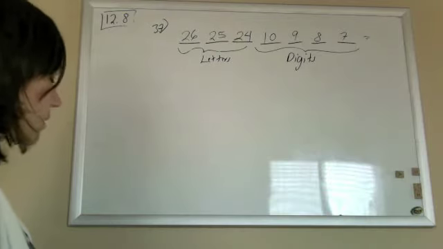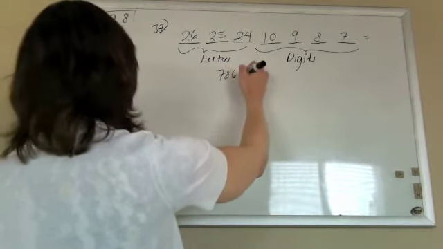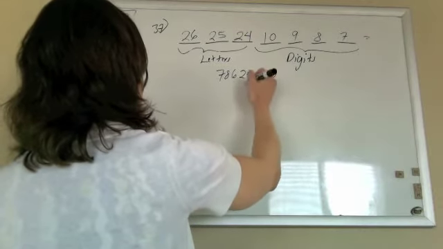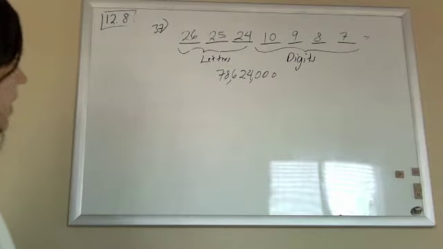10 times 9 times 8 times 7. Ooh, big number. 7, 8, 6, 2, 4, 0, 0, 0. So, excellent.